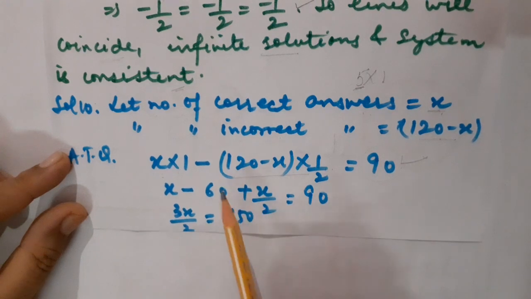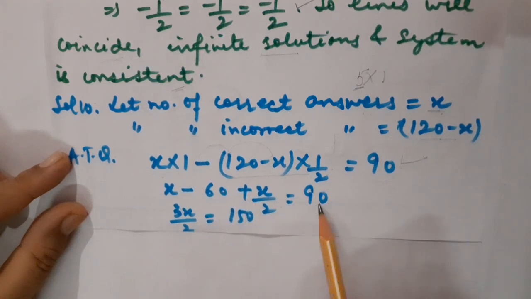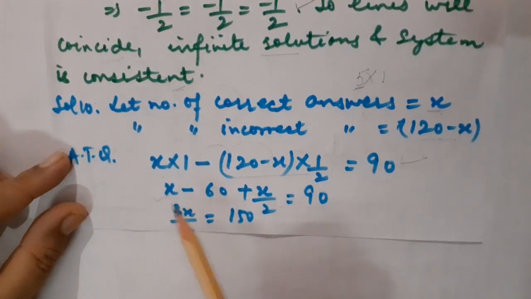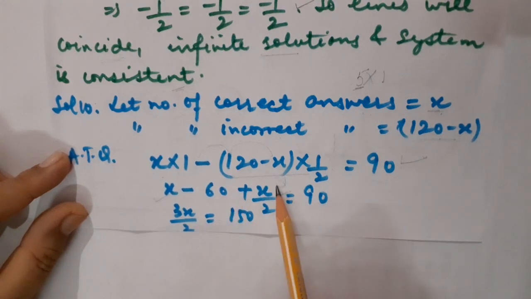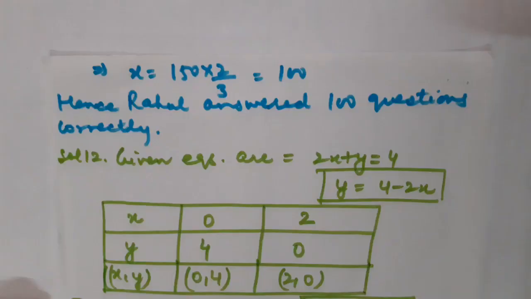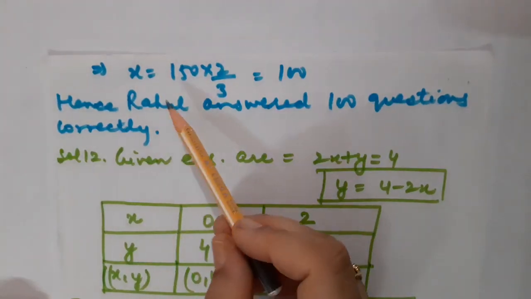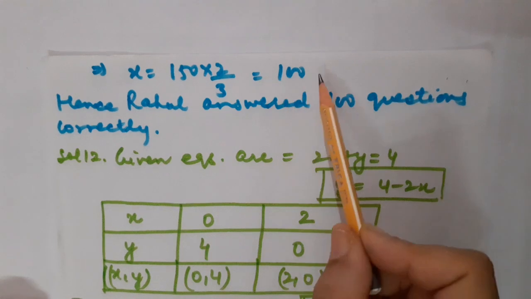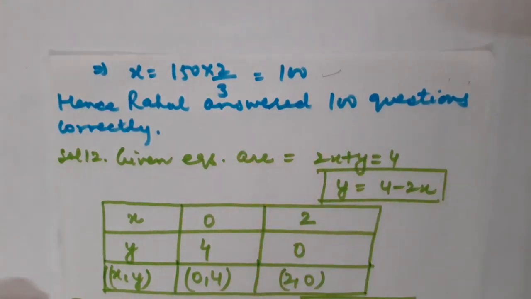It would become 60 and minus will also enter inside the bracket. That is minus 60 plus x by 2 is equal to 90. So x plus x by 2 will become 3x by 2. And this minus 60 will go on right hand side. It would become 150. So children, what would be the answer? The answer is 100 questions were correct. Okay.